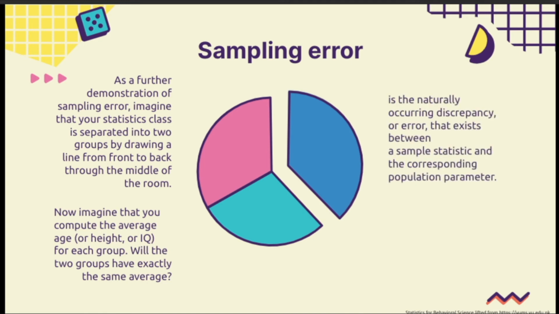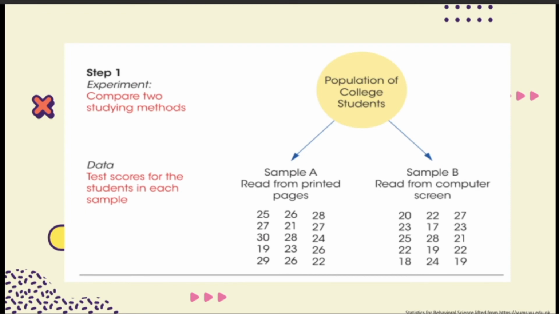Thus, it's a naturally occurring discrepancy or error that exists between a sample statistic and the corresponding parameter. So, almost certainly they will not be the same. As an answer to the questions, no matter what we choose to measure, we will probably find some differences between two groups. The unpredictable and unsystematic differences that exist from one sample to another are an example of sampling error.